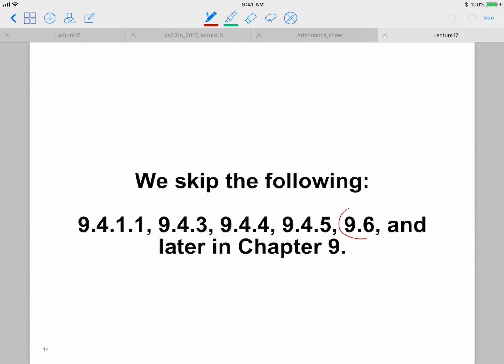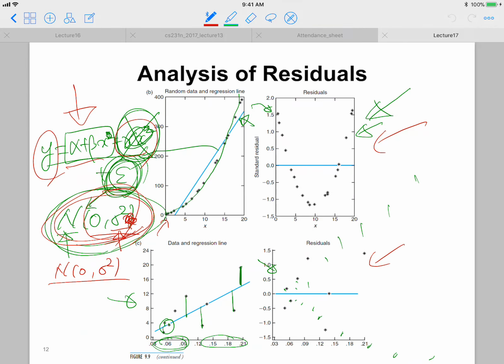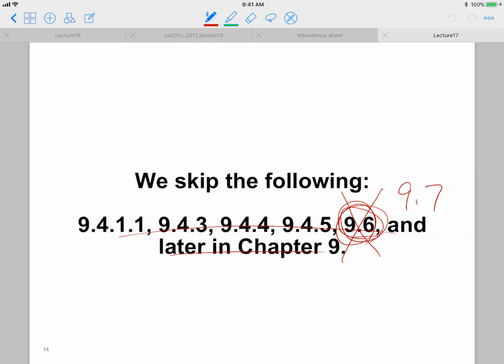And this is a typo actually. The skipped part is starting from 9.7. So 9.6 is the analysis of residuals, which is included in our exam and maybe in your homework. After 9.7, we will just skip them.